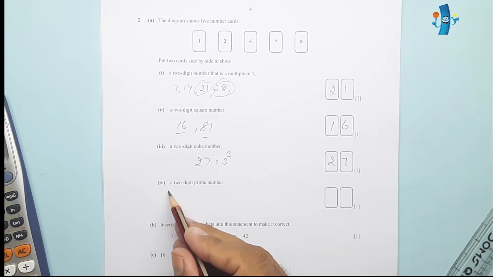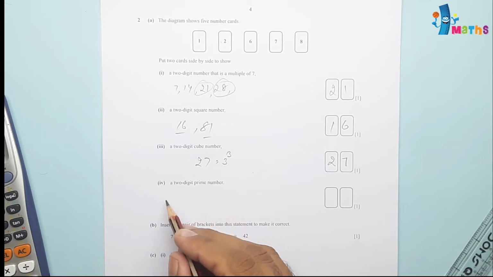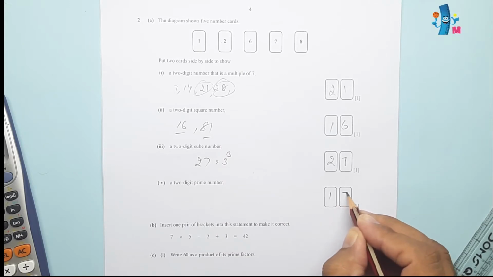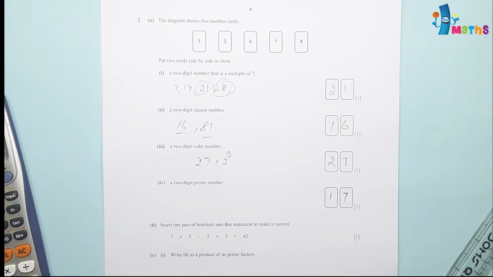Next, fourth portion is a 2-digit prime number. Prime number, 17 can be a prime number. You can give other options also, like for example 61, 67 and 71. These are also other options which you can give in this answer.